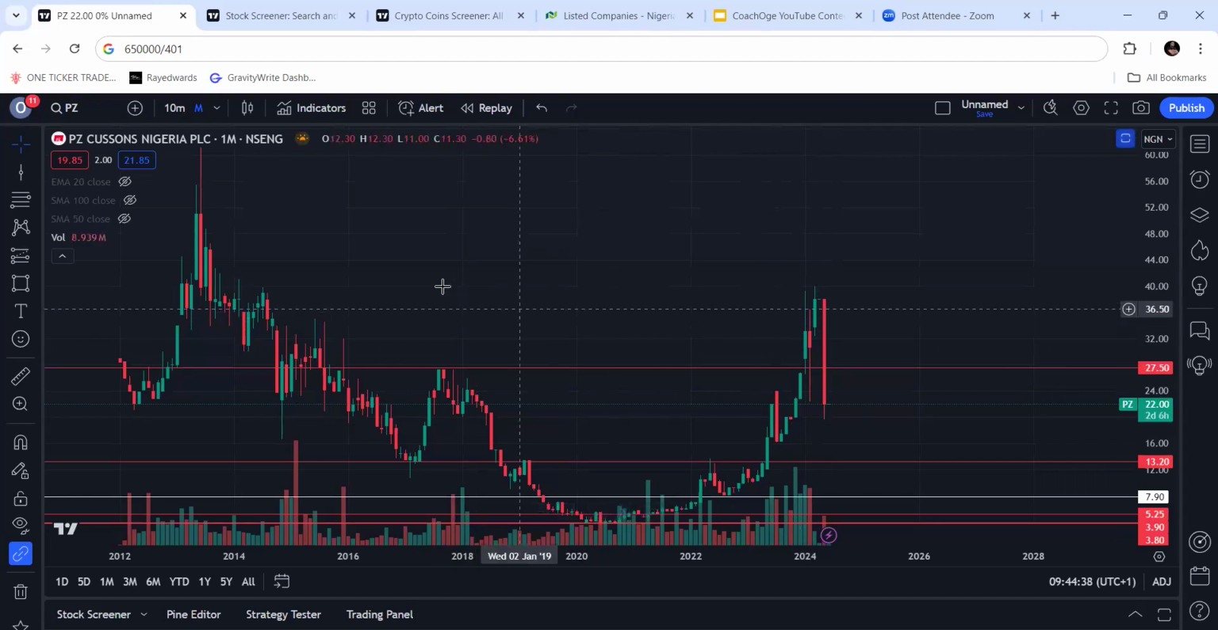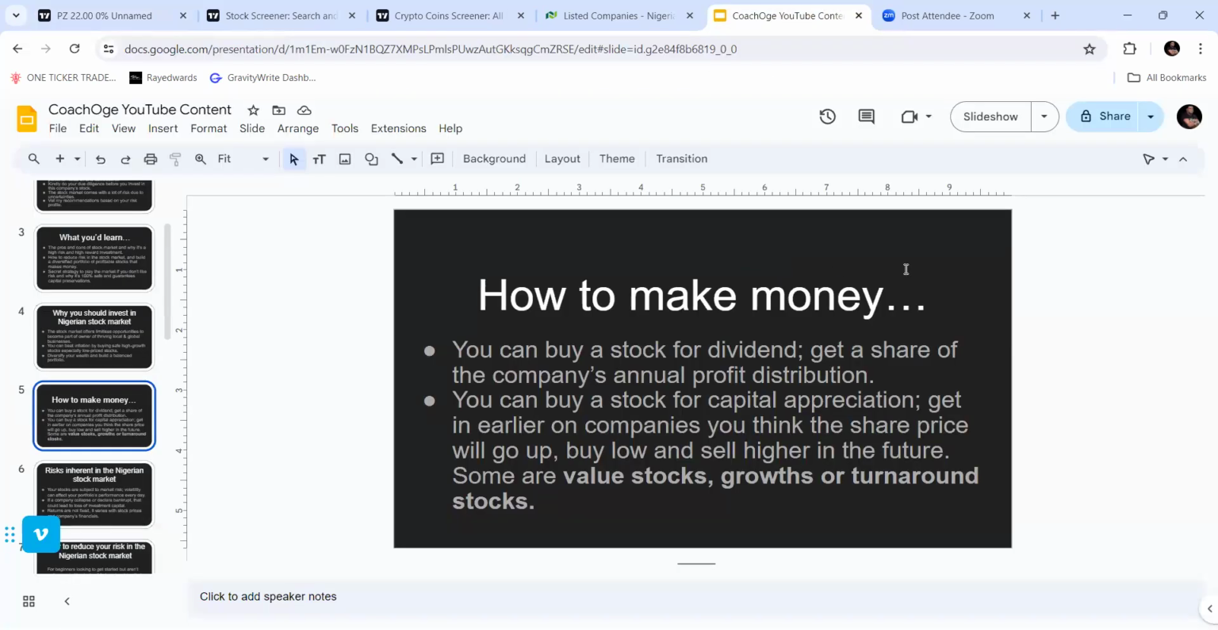Now, one of the major features of a turnaround stock is you tend to see what we call a U-shaped recovery or a V-shaped recovery, depending on the one that plays out. So that's what we call a turnaround stock. They are turning around after years of being beaten down because of consistent loss or bad management, bad product, depending on the event that actually led to that market dip. So these are the simple ways you can make money in the market.